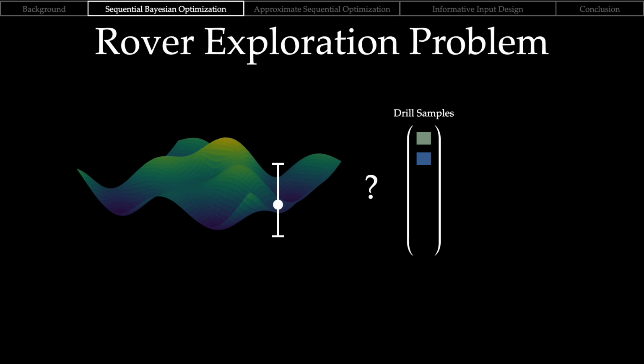If they do, then it's a good indication that it's probably not a good idea to drill in that location, because we're going to get a negative reward for drilling there. So just keep in mind that these colors are actually representing numerical values that we're observing.